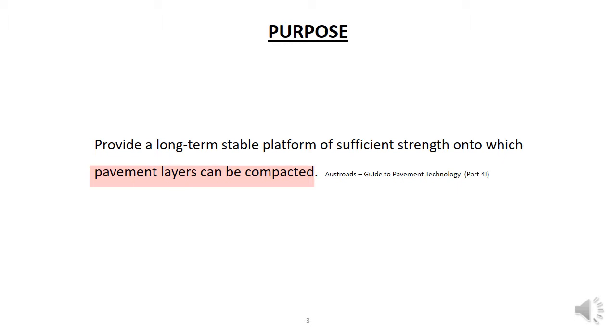Lastly, the pavement layers are constructed on the formation, so the formation needs to be shaped and compacted so it provides a stable platform for the road formation, or the road pavement.